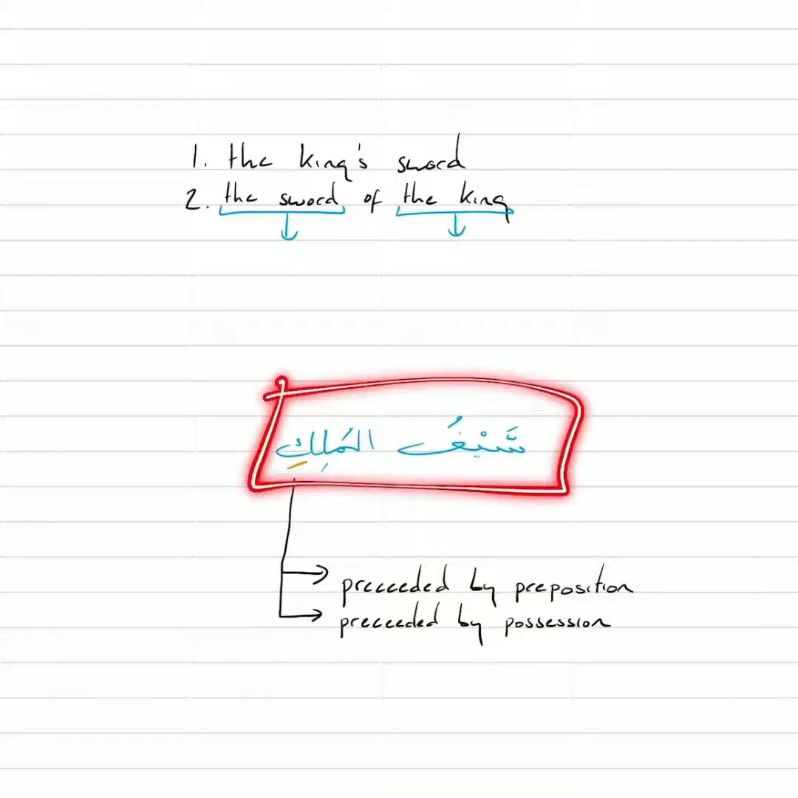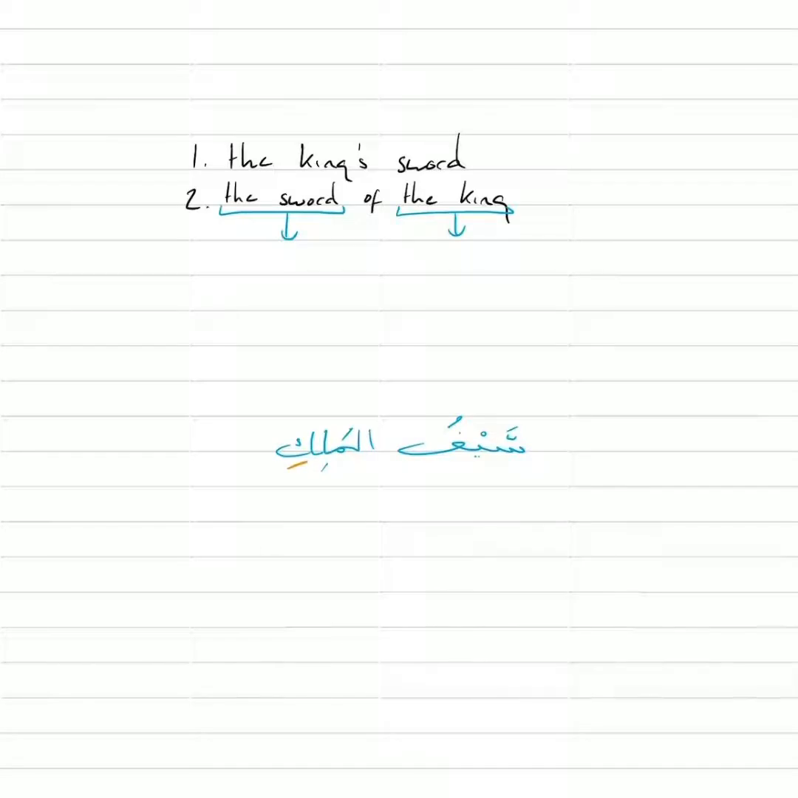They're tied together. How do I go about translating this phrase? How do I know this is the sword of the king? Because there's no alif and the lam at the beginning. Where am I getting the from? Since this word is tied to this word, if this word is definite, then this word will be definite. And if this word is indefinite, then this word will be indefinite, yeah? So this means the sword, because it takes its definiteness from the next word, yeah? The sword of the king.